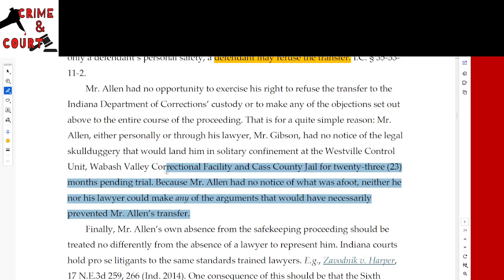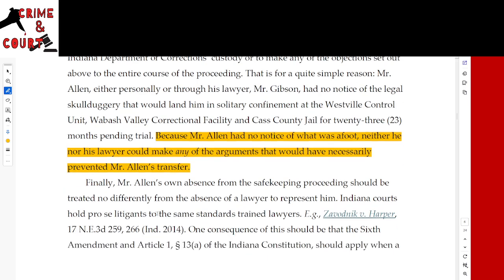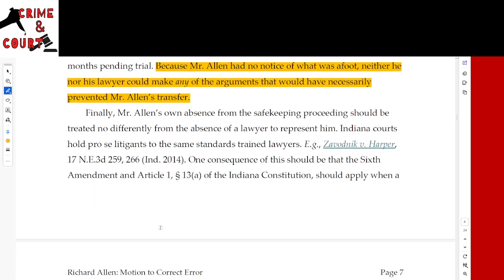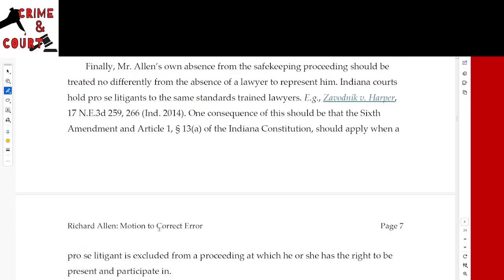necessarily prevented his transfer. So I believe that they purposefully and willfully kept his attorney out of it and kept him in the dark so that they could transfer Allen to solitary to try to get a confession out of him. And I fully believe that. I don't have any doubts that that's what they were trying to do.